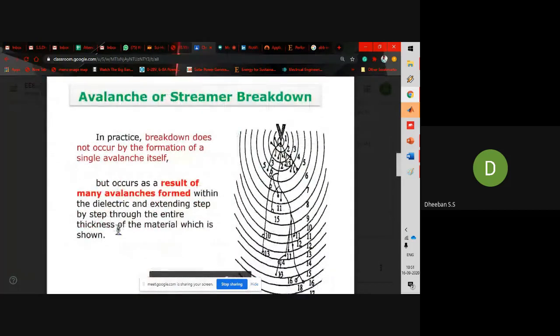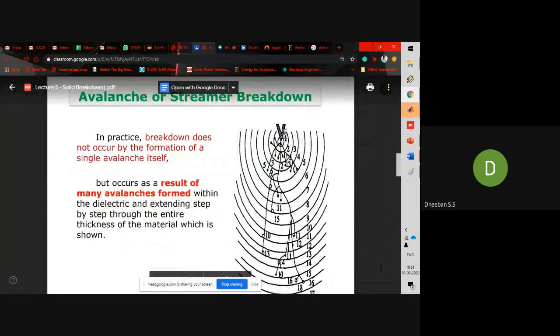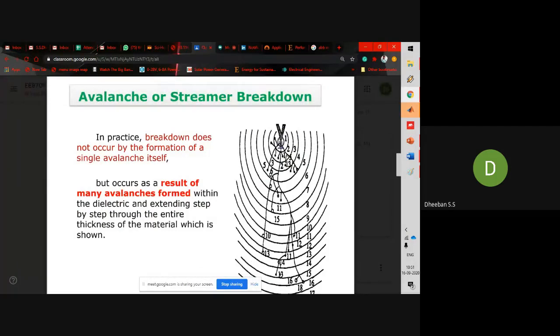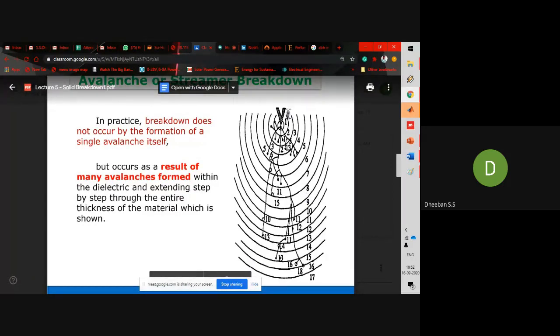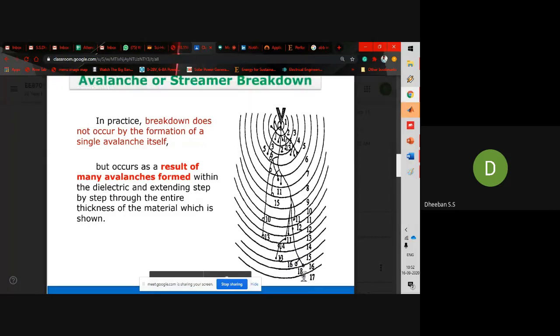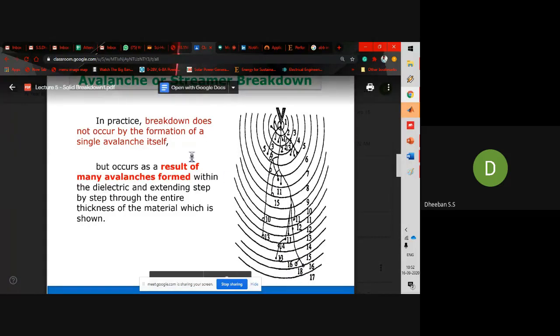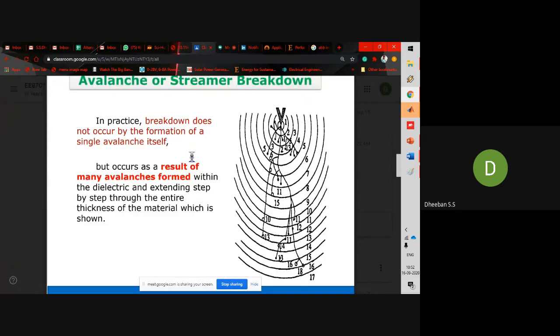So this is how it looks. First at this point it starts, then it moves on, then it moves on, and finally it forms like a stream, a stream-like structure. Above this you can take it as the cathode, and below this you can take it as the anode. Like this it just travels.